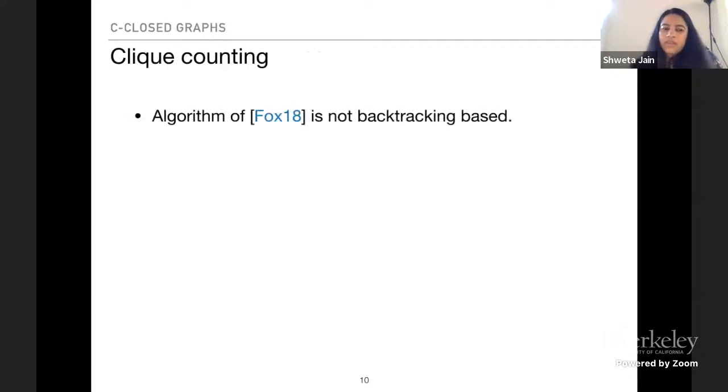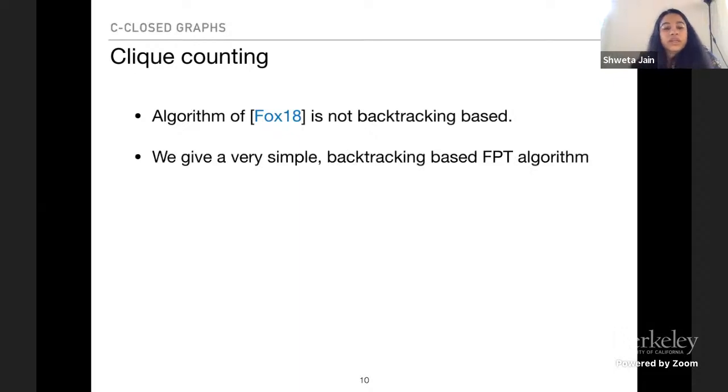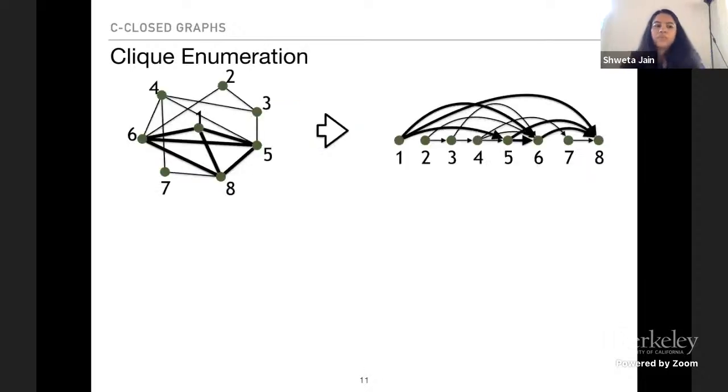We also gave a very simple backtracking based algorithm for enumerating maximal cliques. And we will very briefly look at this algorithm. The algorithm from Fox et al. was not backtracking based. And so this led to a newer understanding of why clique counting is fast in practice. Okay, so I'm going to very quickly describe a very generic algorithm. And many of the clique counting algorithms that are used in practice are sort of specialized versions of this algorithm.